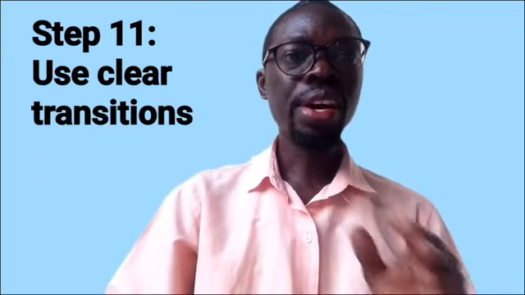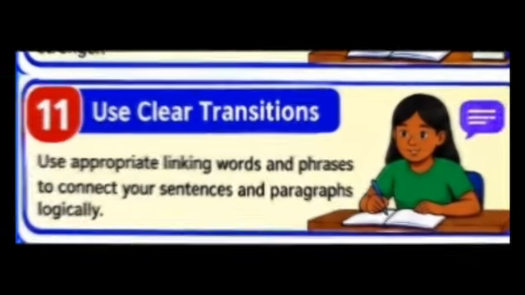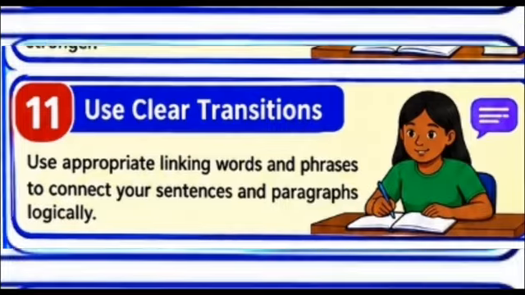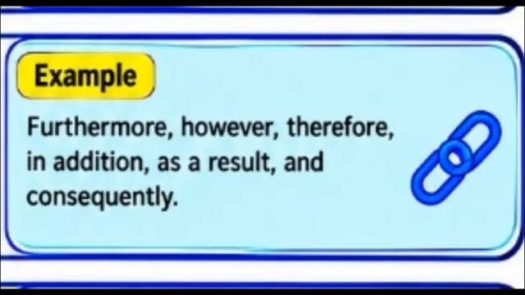Step 11. Use clear transitions. For your ideas to be well connected and easy to follow in the essay, you need to use appropriate linking words and phrases to connect your sentences and paragraphs logically together. For example, you can use linking words like furthermore, however, therefore, in addition, as a result, and consequently, and many more.